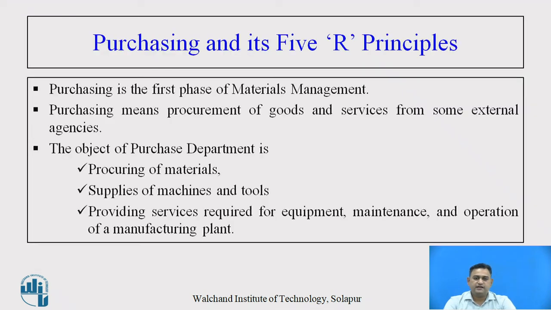Now purchasing and its 5R principles. Purchasing is the first stage of material management, in which the most important is what? The overall selection of the material up till the overall finished product. So purchasing means what? Procurement of the goods and the services from the external agencies. The object of the purchasing department is what? Procurement of the material, supply of the machineries and tools to carry out the processing, and provide the services required for the equipment maintenance and the overall operation of the manufacturing unit.